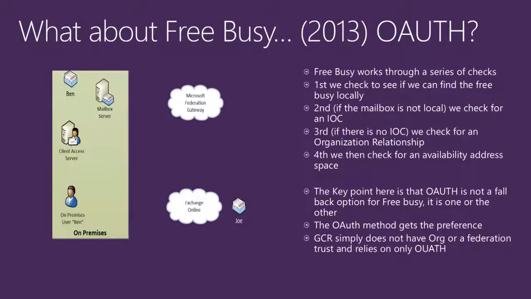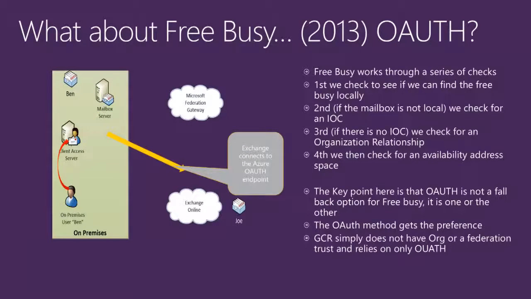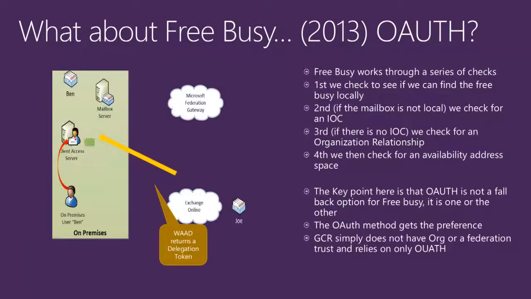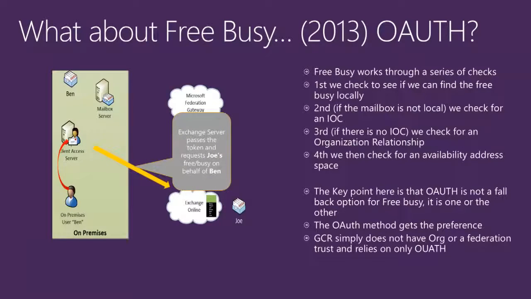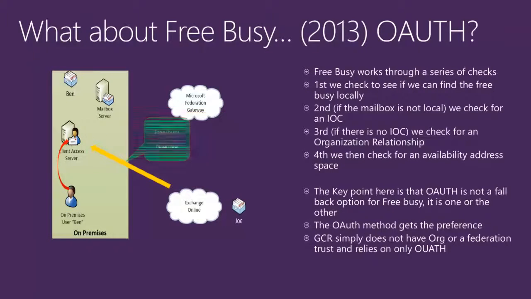So keeping that in mind, what's the difference there? So again, Ben's requesting the information from Joe, but this time he's going to use OAuth. The client access server goes through the list. Do I have information on Joe's mailbox? Oh yeah, he's in a different environment. So I will then look up if I have an IOC. I do have an IOC. So I will then connect directly to the auth server in Azure, get a delegation token, and then connect back to Exchange Online. And from there, the process is pretty much the same. But we ruled out the federation gateway here.